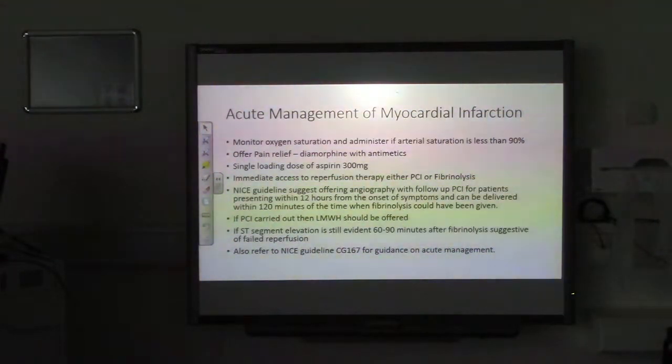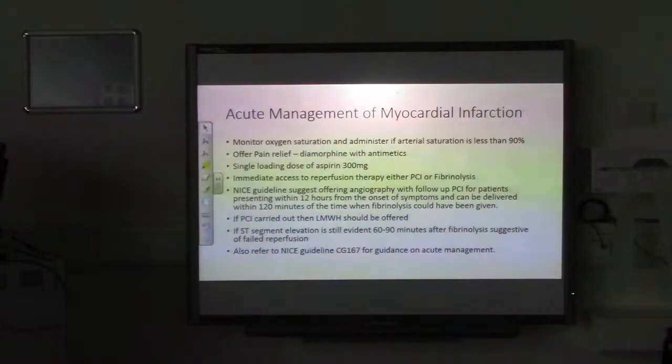So if somebody appears with chest pain and the classic presenting symptoms, their ECG shows changes, whether that be ST elevation or depression, and their bloods show increased levels of the biomarkers, then we need to think about what the acute management of myocardial infarction would be at that stage. So first thing is they will probably monitor oxygen saturation and administer oxygen if arterial saturation is less than 90%.